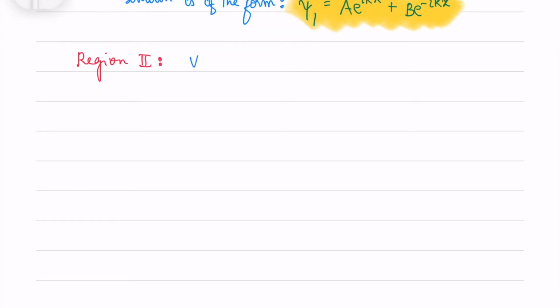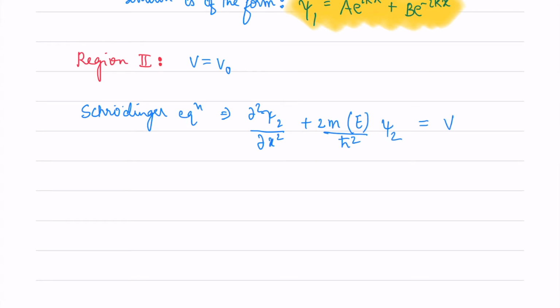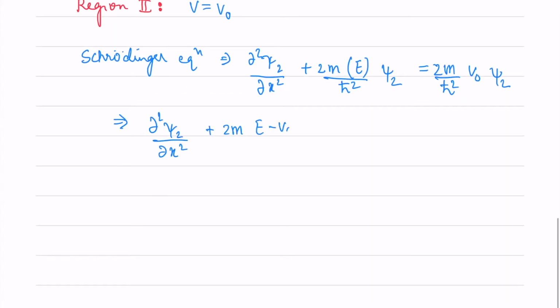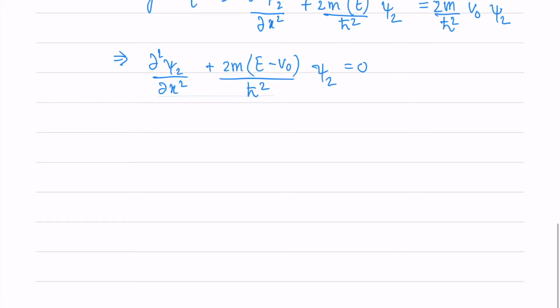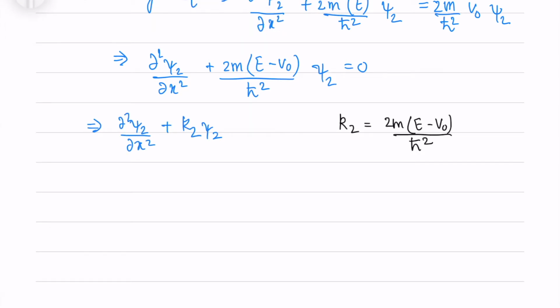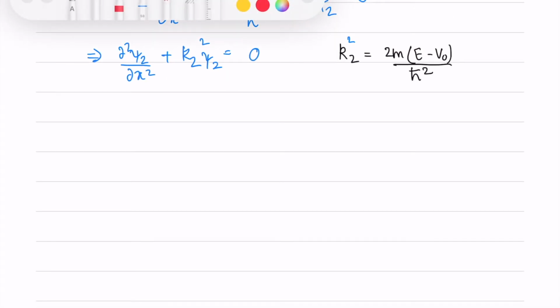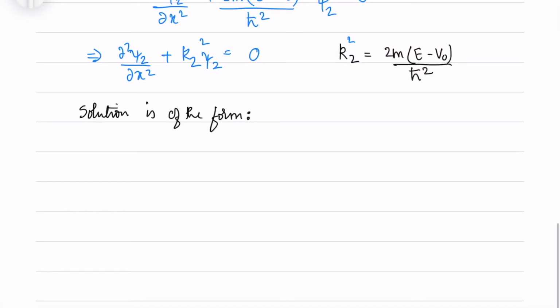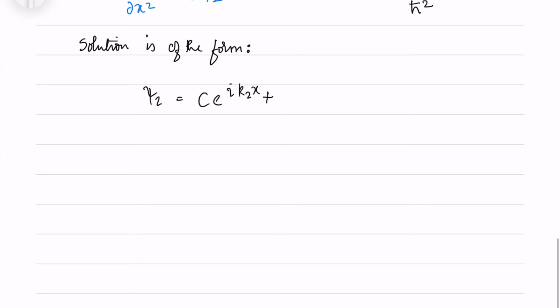And in region 2 we have a potential V0. So this will be a little bigger equation with the potential energy term included. Now when we solve this equation, we take the V0 on the left side and subtract it, and define k2 as the square root of 2m into (E minus V0) by h bar squared. And so these two look of the same form. So we have psi 2 as C e power ik2x plus D e power minus ik2x.